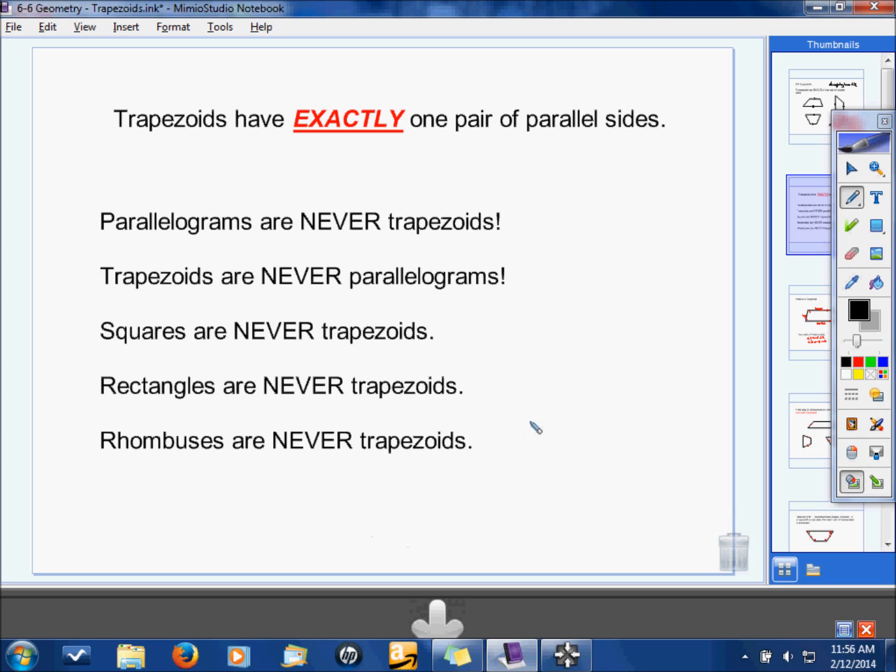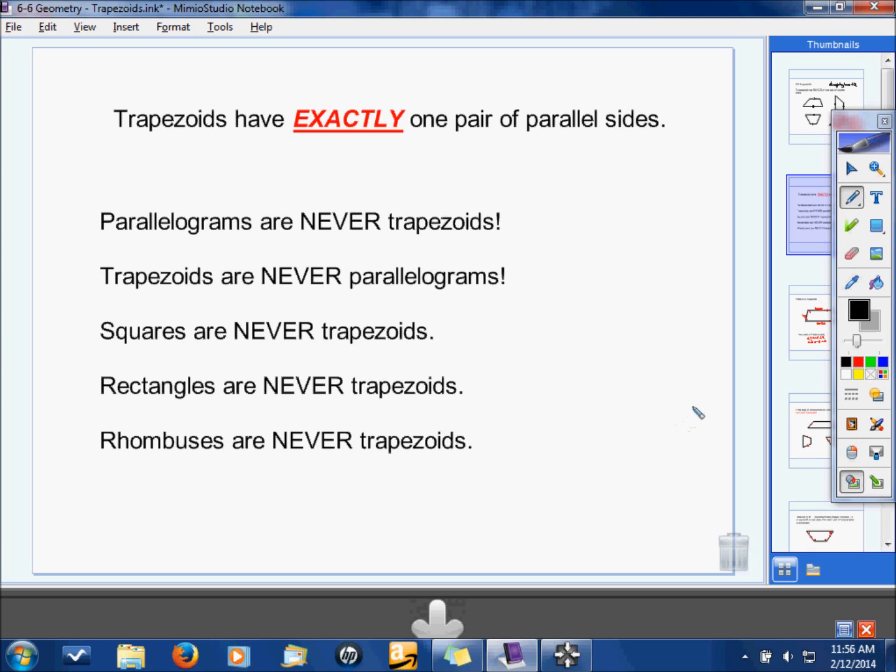Trapezoids are their own thing. Exactly one pair of parallel sides. Okay? So just so that you understand all that. I specifically wrote it that many times so that you guys would really get it. Never, never, never. They're their own type of thing. Still writing.